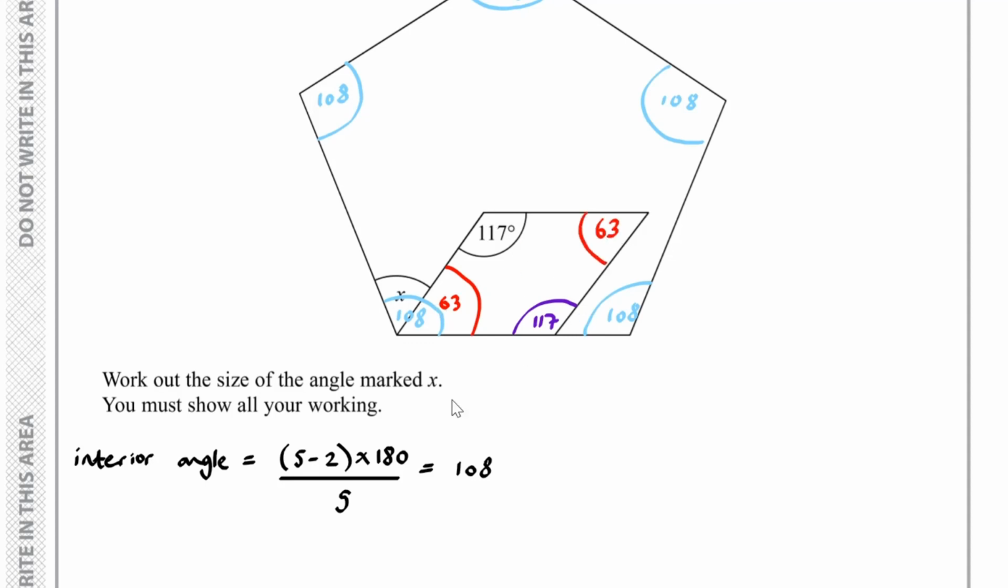Opposite sides in a parallelogram are equal. So we can form an equation. We have x plus 63, which is equal to 108, and if I subtract 63 from both sides, x is equal to 45.